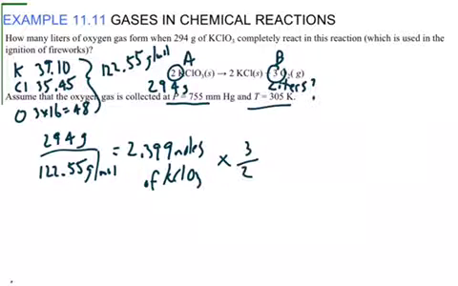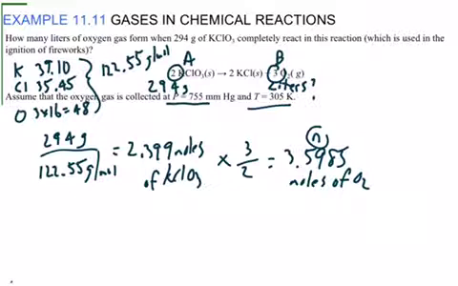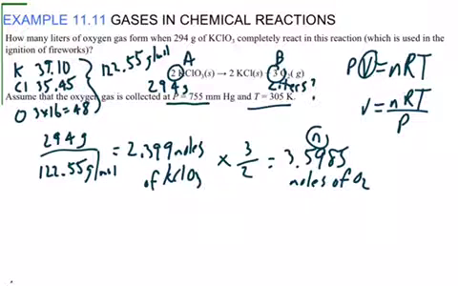So 3 moles of oxygen over 2 moles of KClO3, in other words, B over A, gives you moles of B, which is 3.5985, and B is moles of oxygen. Now this is going to be our value for n, because again, we're going to solve for V, and V is equal to nRT over P.